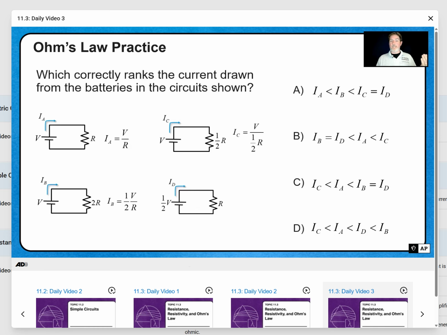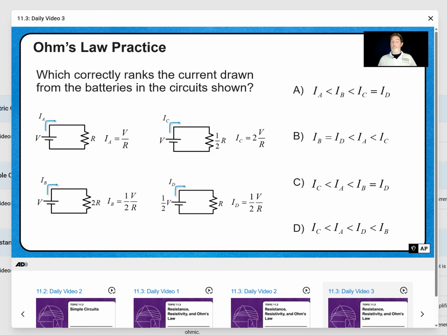For the next one, we have voltage over 1/2 R. And since we're dividing by half, we can go ahead and change that to current equals 2V over R, because when we divide by half, it's the same as multiplying by 2. In our fourth circuit, you can see that we have 1/2 of the voltage over R. We can pull that 1/2 out to the front to get 1/2 V over R.